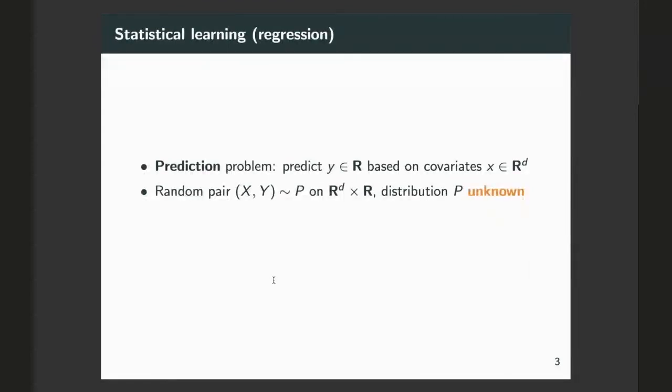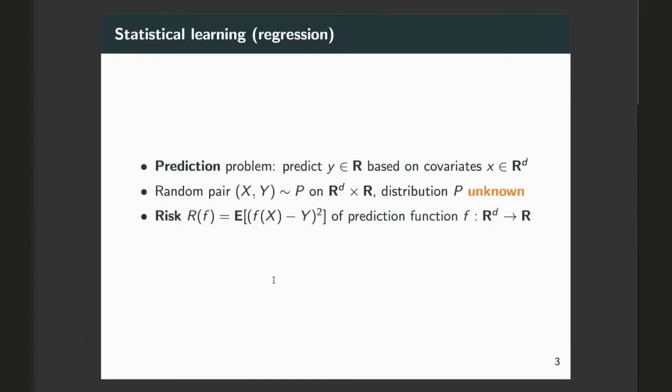And of course, we are in a statistical setting, so there is a relationship between the two, which is encoded through a joint distribution on the pair. So we assume that the pair (x, y) is a random variable with some joint distribution on R^d times R. And the reason why this is a statistical problem is that the distribution of the pair is unknown a priori.